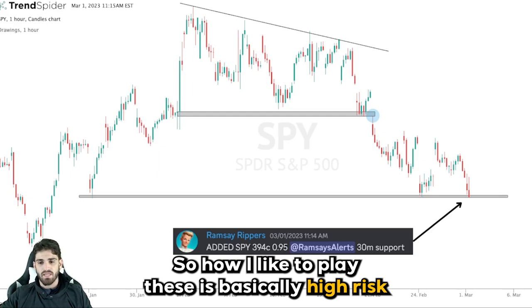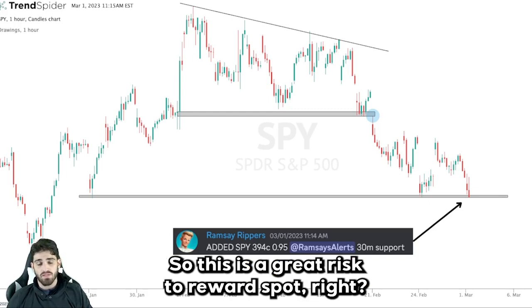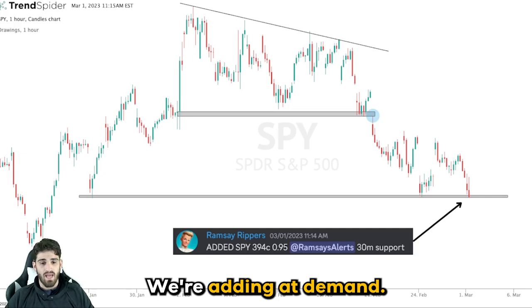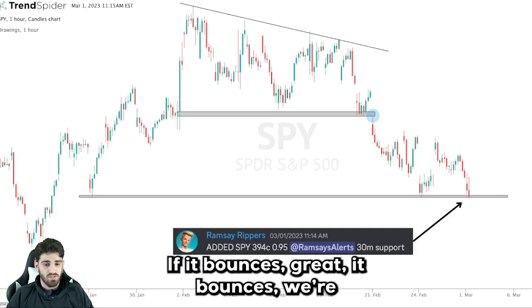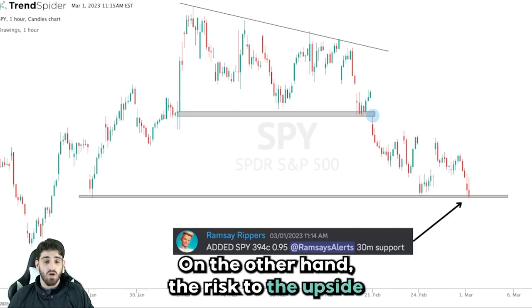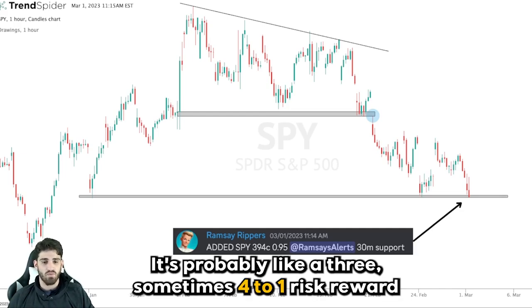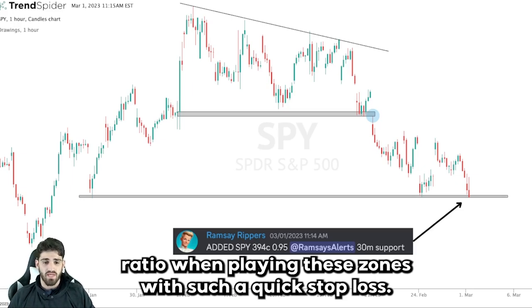So how I like to play these is basically high risk to reward plays with a stop loss on a candle close right below this zone. So this is a great risk to reward spot, right? We're adding at demand. If it bounces, great, we're going to have a winning trade. If it doesn't, and right when the candle closes below my zone and cracks, I'm out. Quick paper cut, quick loss. On the other hand, the reward to the upside is far greater than the risk to the downside, right? It's probably like a 3, sometimes 4 to 1 risk to reward ratio when playing these zones with such a quick stop loss.